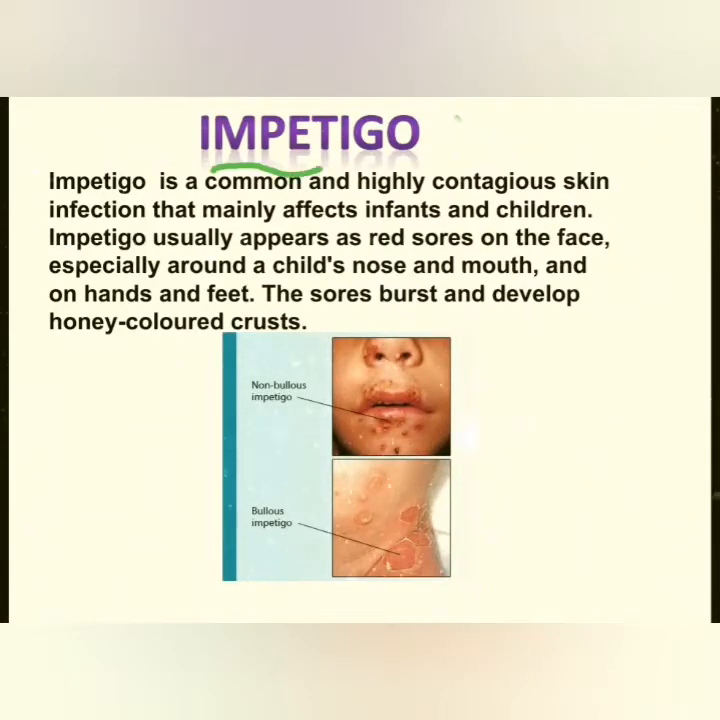Next is the impetigo condition. It is a common and highly contagious skin infection that mainly affects infants as well as children. Impetigo usually appears as red sores on the face, especially around the children's nose and mouth, as you can see in the picture, and it can also be seen on the hands and feet. The sores burst and develop a honey-colored crust.